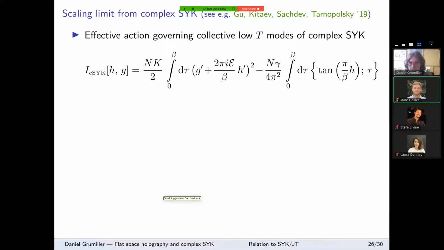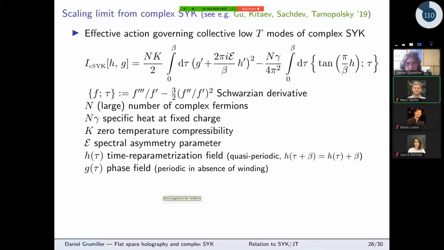So here's finally the low energy effective action of complex SYK. So if you're unfamiliar with SYK, again, I recommend you watch Douglas Stanford's talks that I referred to earlier. And the complex SYK is very nicely reviewed and discussed in this paper by Gu, Kitaev, Sachdev, and Tarnopolsky not too long ago. And they showed that the effective action that governs the collective low temperature modes is given by this action here. So let me unpack this. The braces denote the usual Schwarzian derivative. So this last part is the famous Schwarzian action.